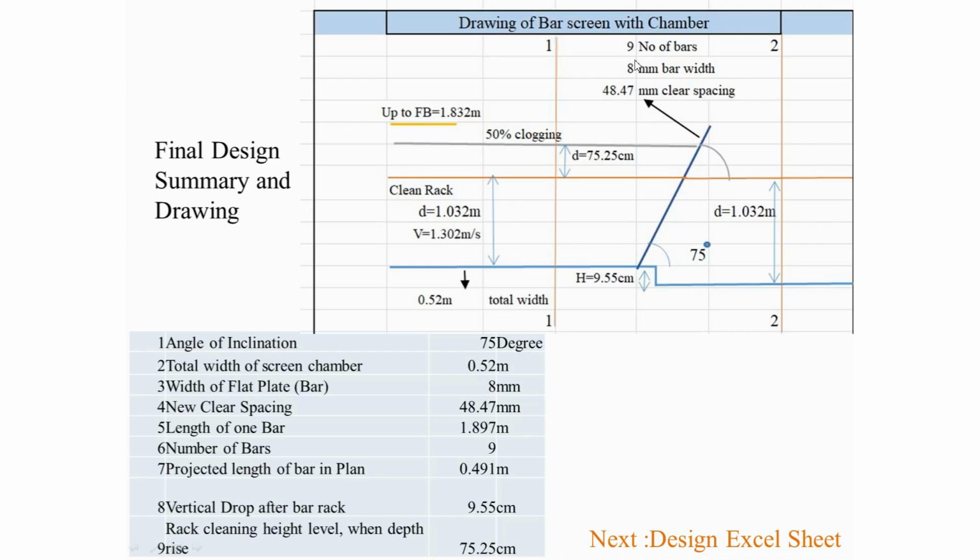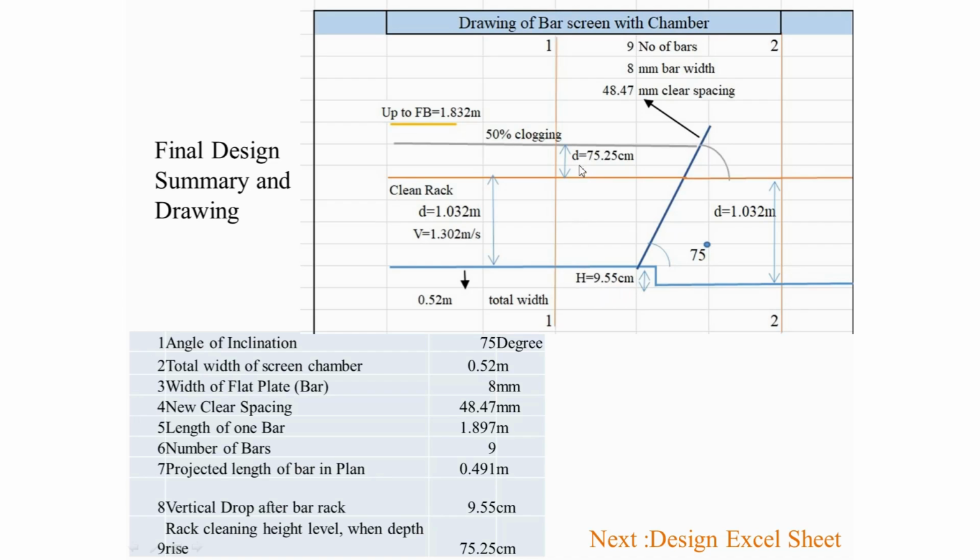The number of bars came out to be 9. The width of the bar is 8 millimeters. The new clear spacing is 48.47 millimeters. The depth of water in the clean rack will be 1.032 meters. The approach velocity in the clean rack will be 1.302 meters per second, and the drop which needs to be provided will be 9.55 centimeters, which was for the clean rack condition.